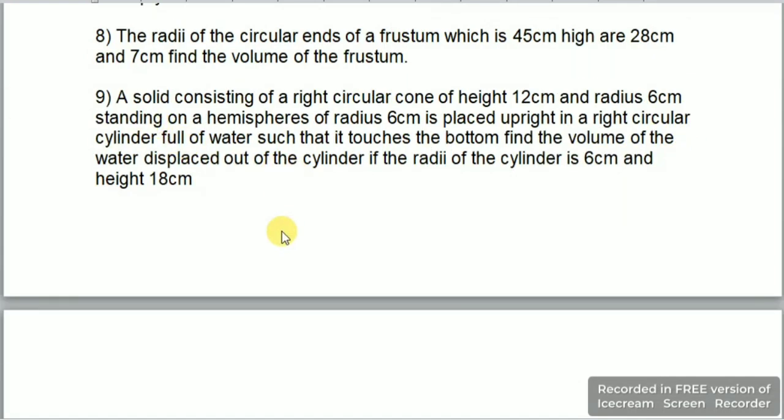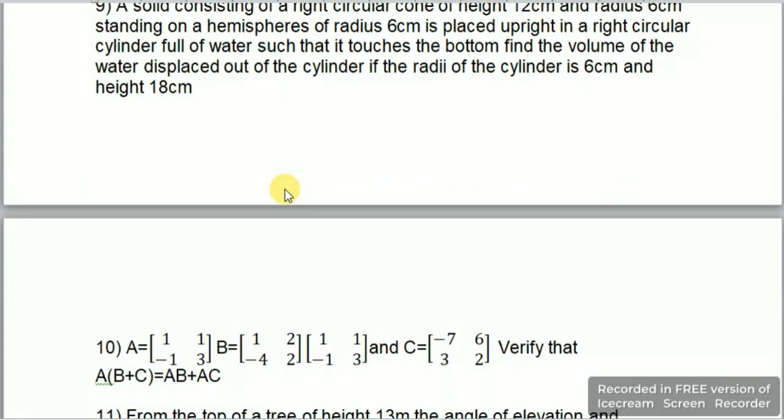Ninth, a solid consisting of a right circular cone of height 12 cm and radius 6 cm standing on a hemisphere of radius 6 cm is placed upright in a right circular cylinder full of water such that it touches the bottom. Find the volume of the water displaced out of the cylinder. The radius of the cylinder is 6 cm and height 18 cm.